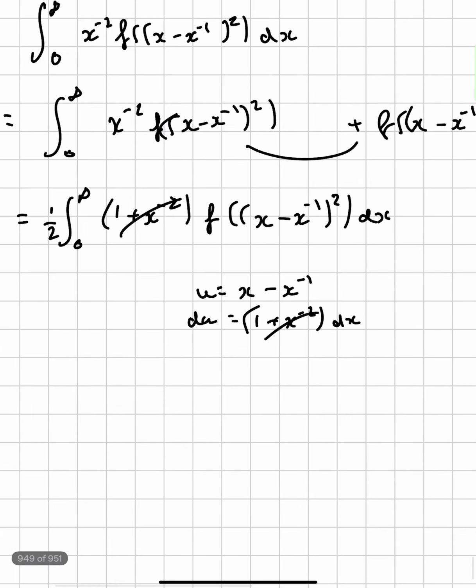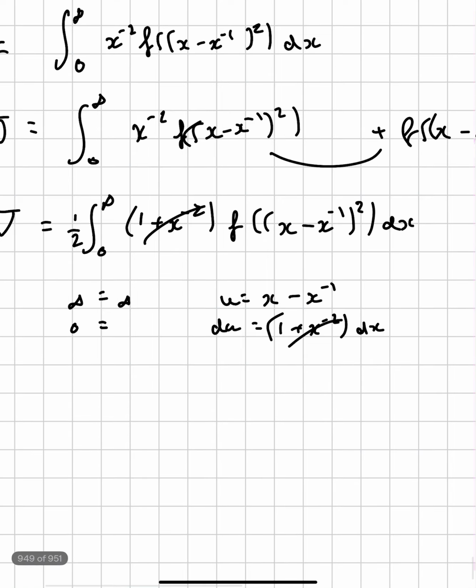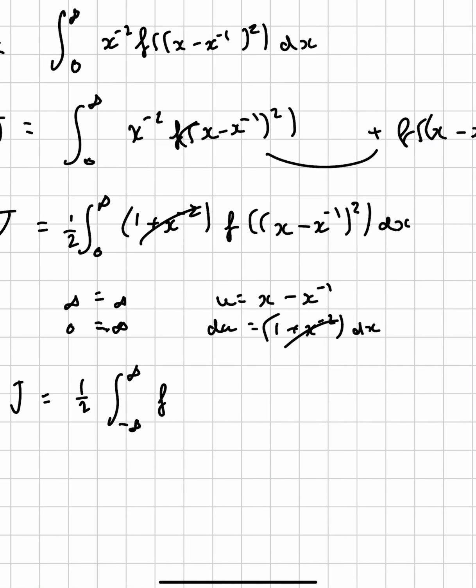Now what we've got to look at is our limits, yeah. So when x equals infinity, this is infinity minus 0, so it's infinity. And at 0, okay, we have 0 minus, this will tend to infinity. So we have minus infinity, okay? So we're going to have that J is equal to a half the integral between infinity and minus infinity of a function, which is now u squared, okay, du.